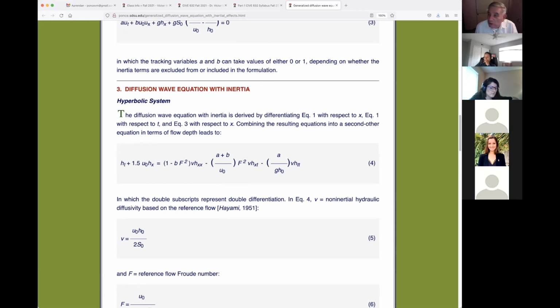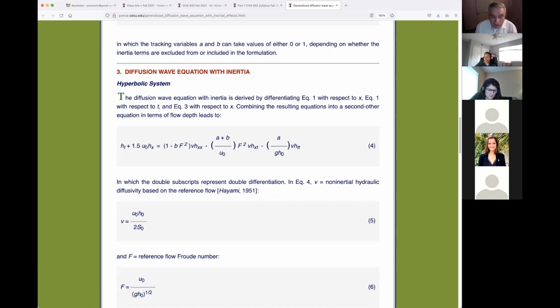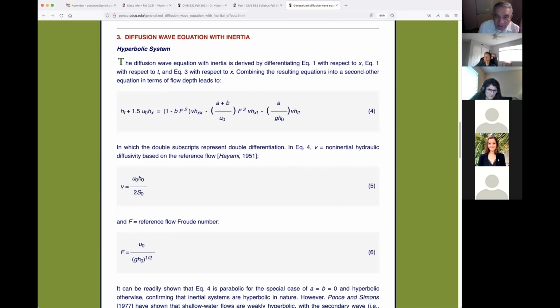The diffusion wave equation with inertia is derived by differentiating equation 1 with respect to x, equation 1 with respect to t, and equation 3 with respect to x, and then combining them. Combining the results into a second order, we end up with this equation. But this equation has mixed derivatives. What does that mean? If you look at second order derivatives, xx, xt, and tt, that's called mixed derivatives. It's a full-blown equation.